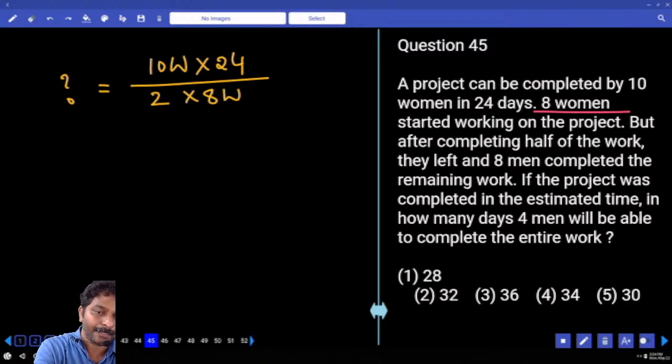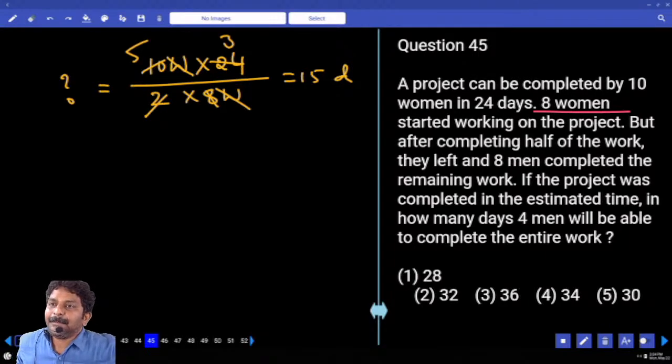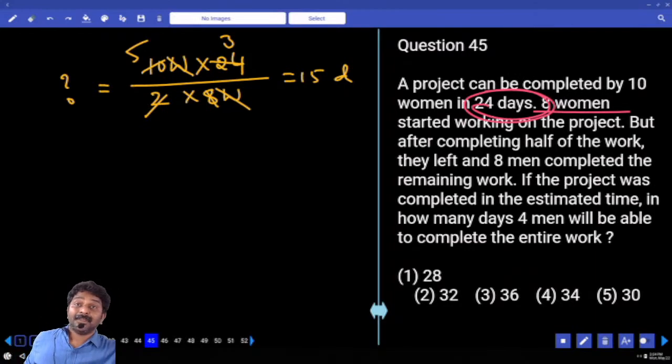Women cancel 2, 5 times; 8, 3 times. That means women are taking 15 days to complete half of the work. Agreed? But the total work is done in how many days? 24 days. That means after 15 days, how many more days do we have? Those 9 days, who worked?